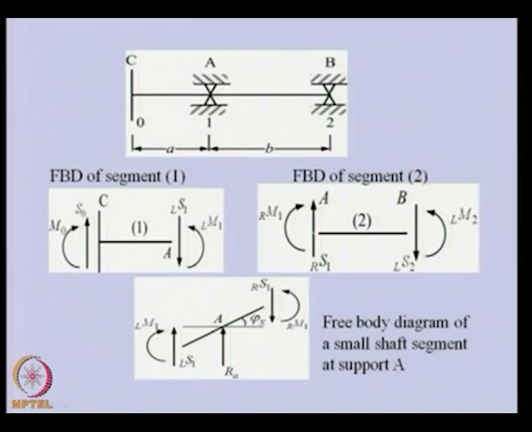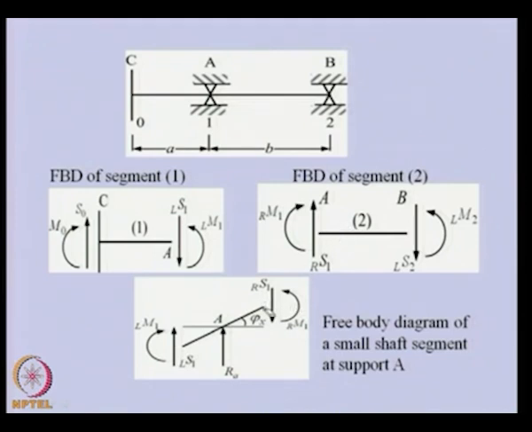So, these are the shear force and bending moment corresponding to this end. You can see that here and here, because these are toward the left and right of the support. Now we have taken the free body diagram of the shaft segment which is at the support. This is the small shaft segment, this is the support, this side we cut the shaft and drew the free body diagram of the shaft segment 1. Similarly, we cut the shaft here and drew this.